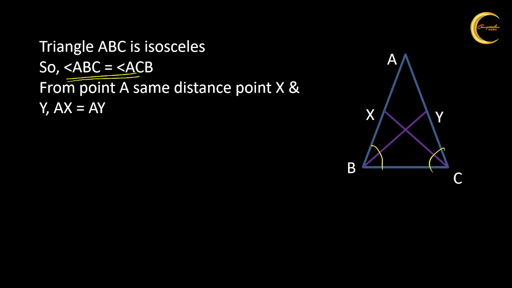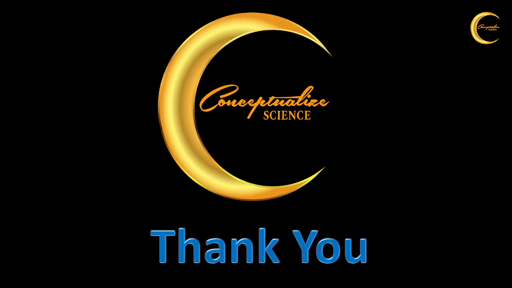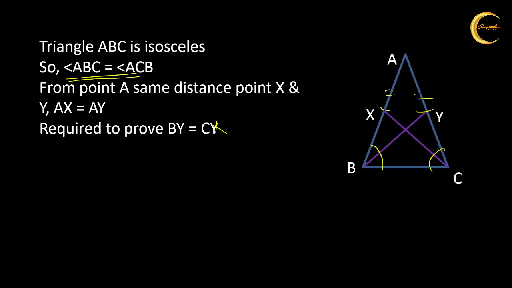So from point A the same distance is cut, X and Y. So that AX equals AY. Again I have told you. So required to prove that BY equals CX. So this is a mistake. I have told you that this should be CX. So thank you.